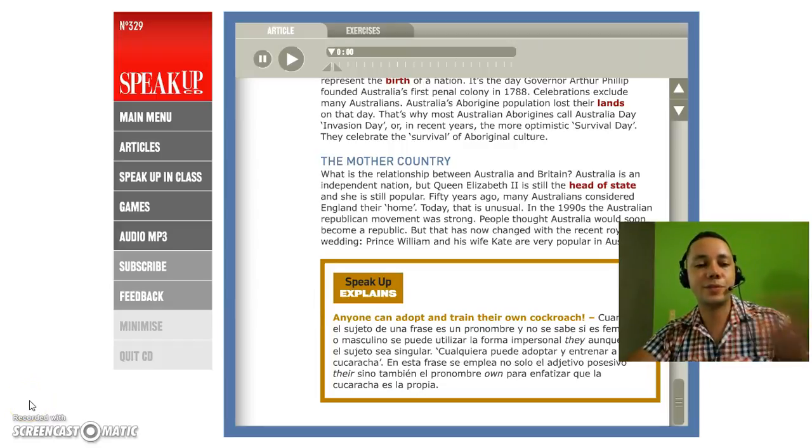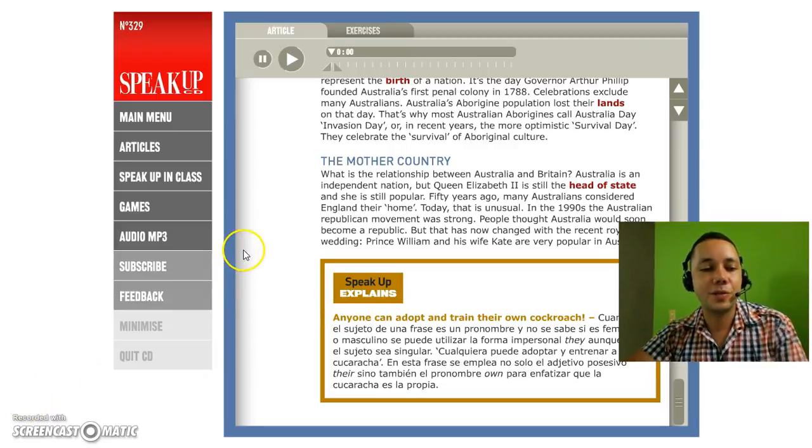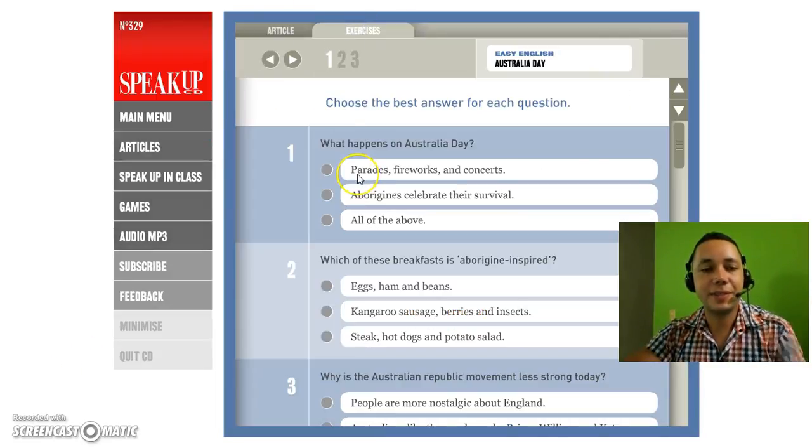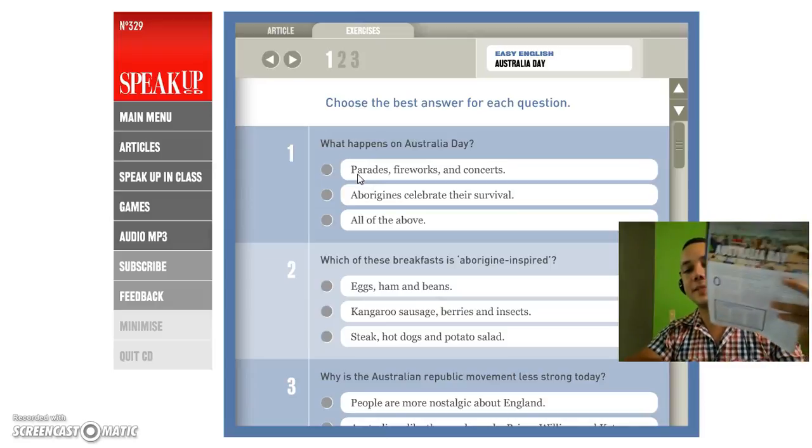So, I'm almost out of the time that I can record. I will have some exercises to do with my students in the class, just like these, but they will have them in the magazine.